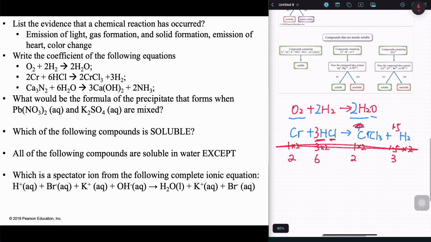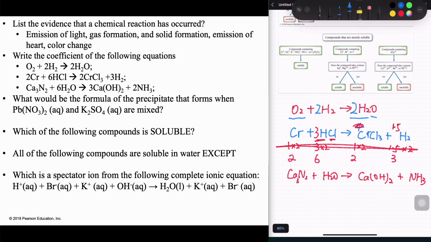And the third one, calcium nitrate reacts with water and gives you calcium hydroxide and ammonia. Okay, this is the skeleton equation. Again, this is a skeleton. How do we balance it? Same thing, we're applying the same strategy. On the left side, we have 3 calcium. On the right side, we only have 1. That is why we multiply by 3 here.